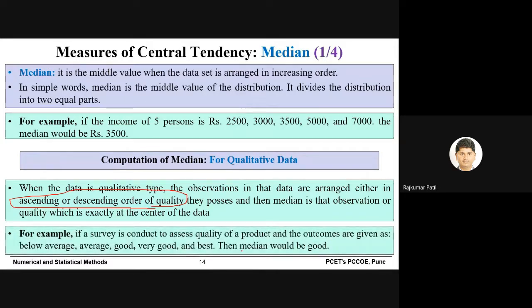For example, the quality of a product, you can say below average, average, good, very good or best. So we organize the quality parameters in ascending order, and the middle thing is good. So we can say that good is the median value. And especially when we cannot express the data in quantity and we express in terms of quality, just like in this case, in that case, we can rely on median value instead of mean, where mean is difficult to calculate, so we rely on median.